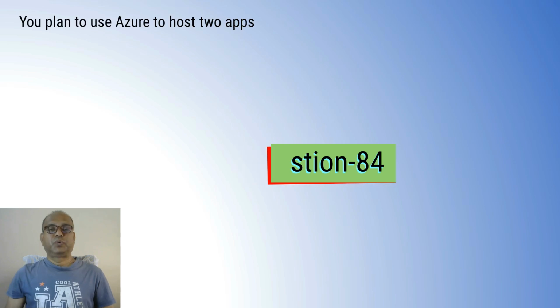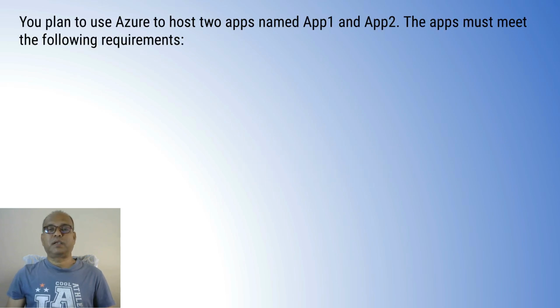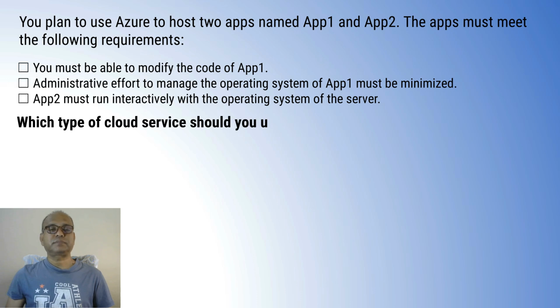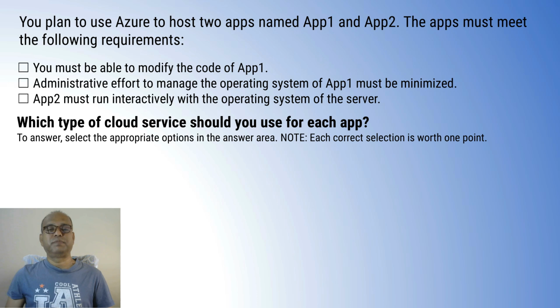You plan to host two apps named App 1 and App 2. The apps must meet the following requirements. You must be able to modify the code of App 1. Administrative effort to manage the operating system of App 1 must be minimized. App 2 must run interactively with the operating system of the server. Which type of cloud service should you use for each app? To answer, select the appropriate option in the answer area. Note, each correct selection is worth 1 point.